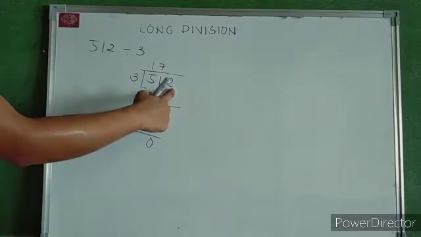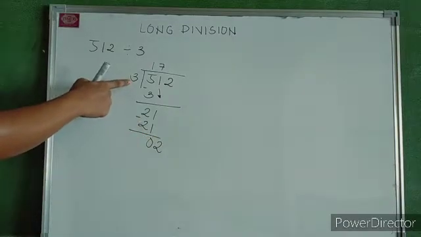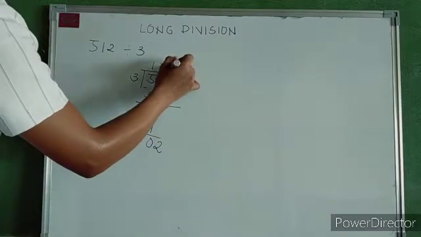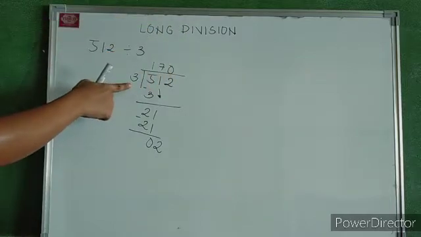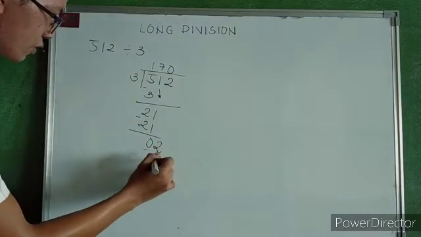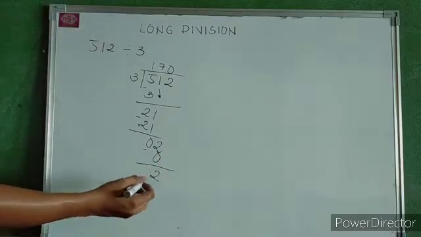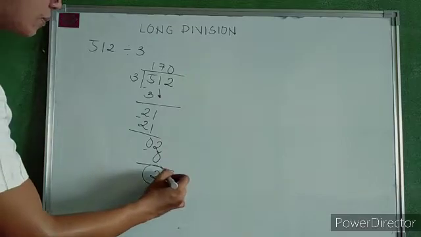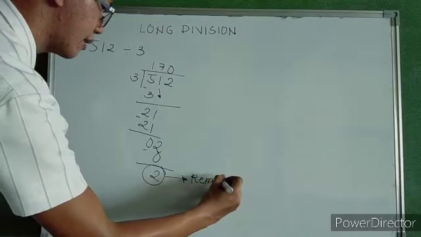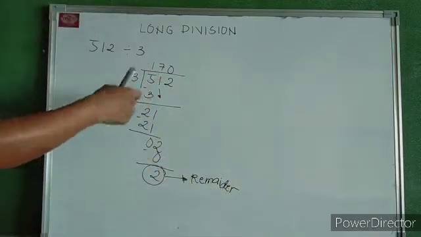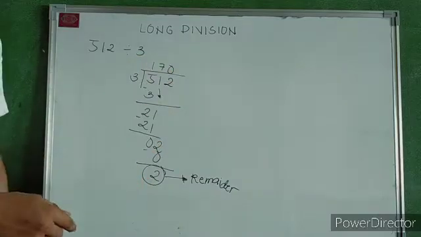Then we bring down the next number, which is 2. So after this, 2 divided by 3, can't be, so that is equal to 0. Therefore, the quotient we got is 0. 0 times 3, that is 0. So we subtract, 2 minus 0, that is equal to 2. This 2 will be the remainder. Okay? And then our quotient is 170, and our remainder is 2.